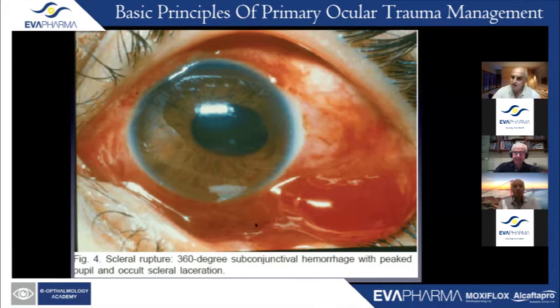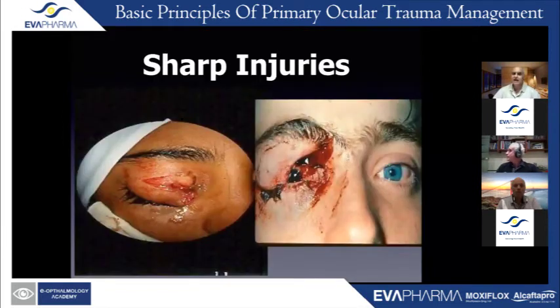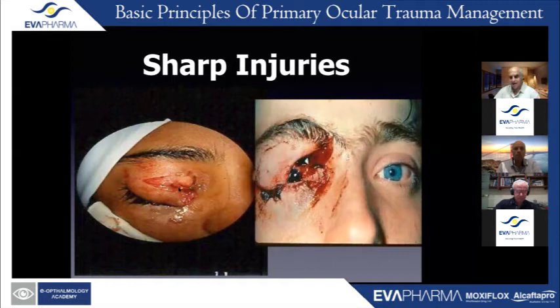So these patients will need exploration to identify if there is a scleral rupture or not, and most probably there will be, so you have to manage it. And sharp injuries to the eyelids, as the doctor showed, can be only in the eyelids, but they can also be combined with severe ocular trauma and injury. So you have to be careful.